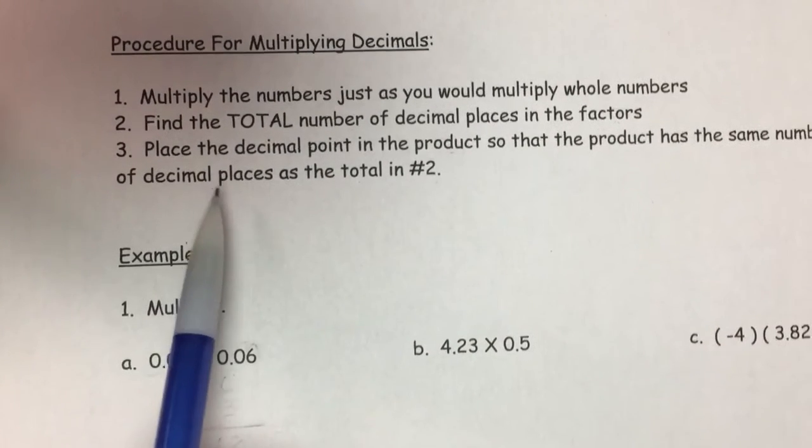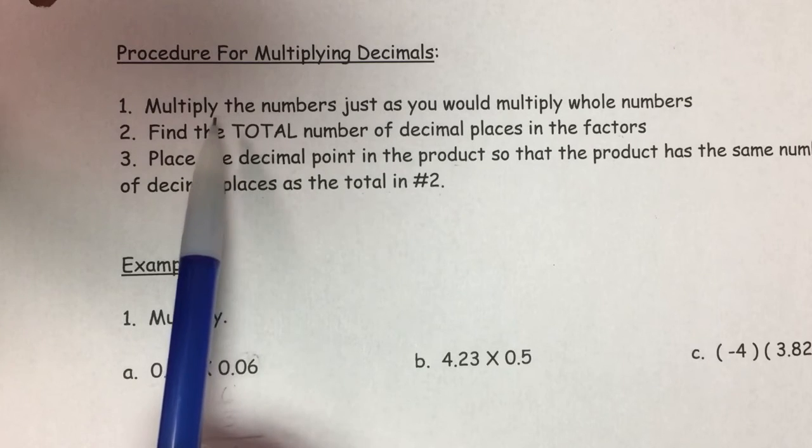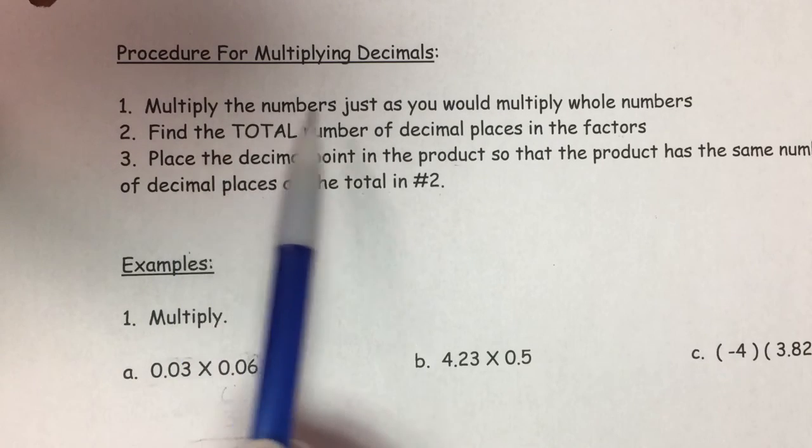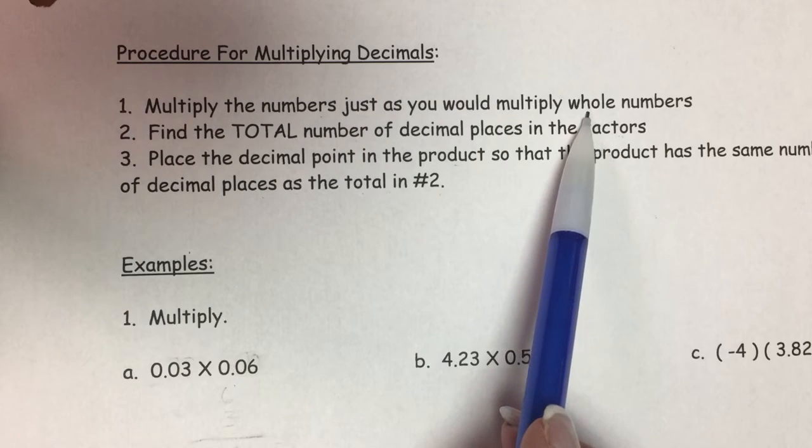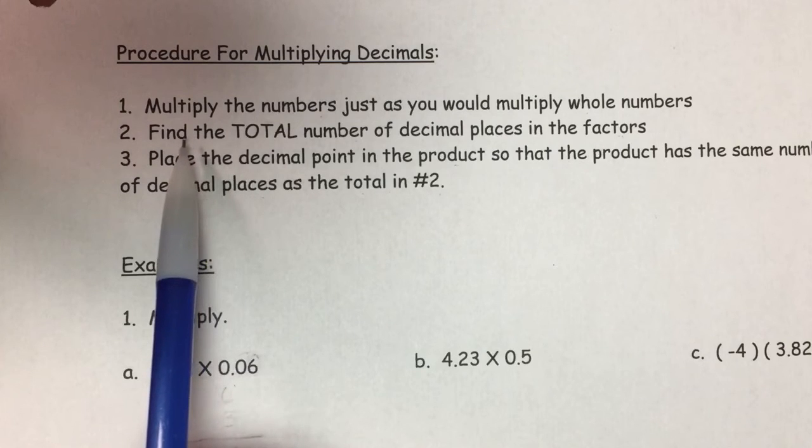So we're going to multiply and divide decimals. The procedure the textbook gives you is the following. Multiply the numbers as if there were no decimals at all. That's the first thing you want to do, and you're going to see some examples of this. Then, where do you put the decimal?